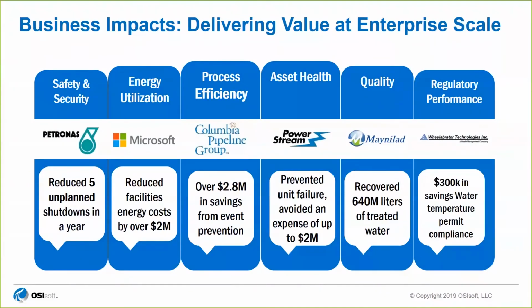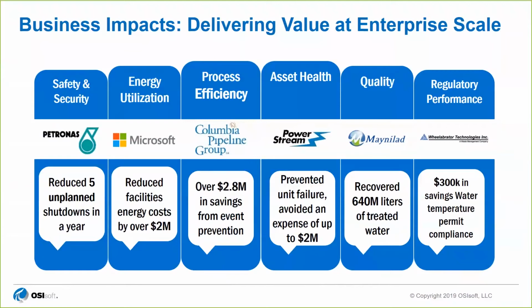Here are some good examples of people that have made that step towards using data to make decisions and really understanding what's going on in their process, in their world. You can see here that Petronas has reduced 5 unplanned shutdowns in a year, so avoiding those downtimes, keeping that process flowing.